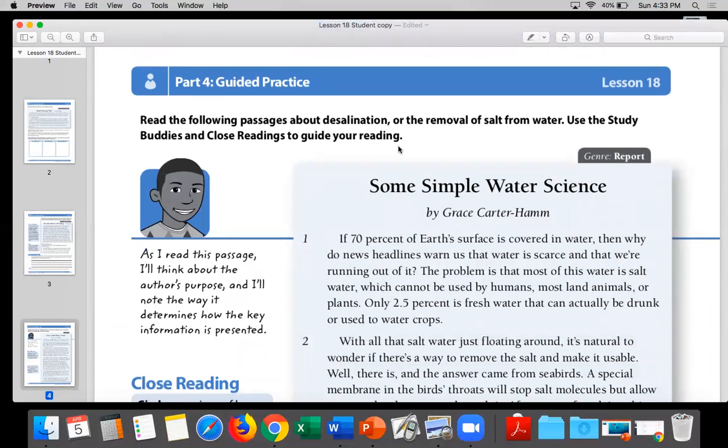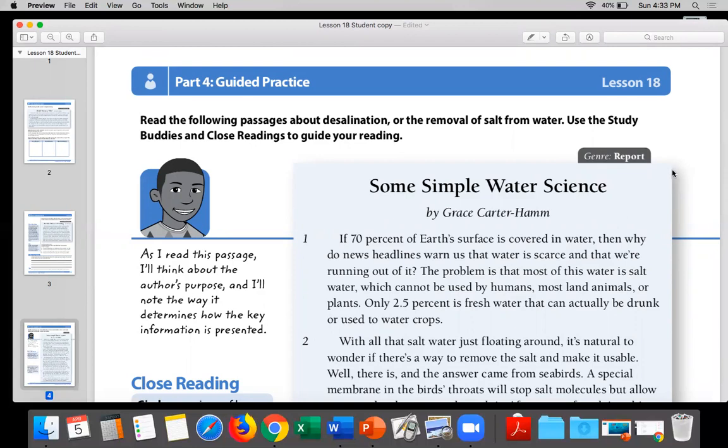All right, if you want to pause and take a break before we get on to the guided practice, that's fine, but I'm going to go ahead and move on. All right, this genre is a report, okay? We've read a few of those. We did more of those in the second 9 weeks before Christmas when we were studying informational texts.